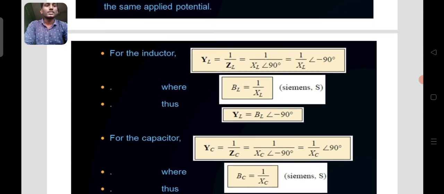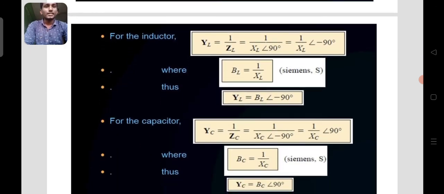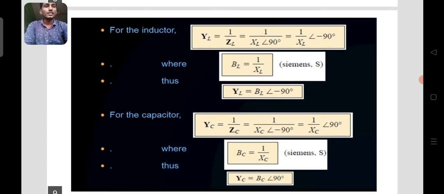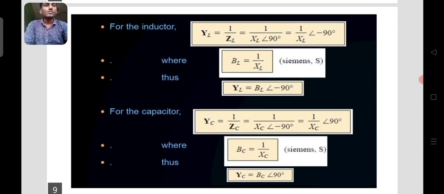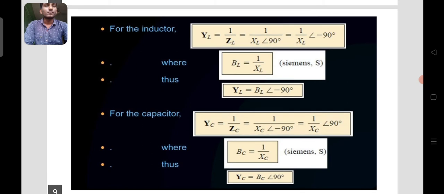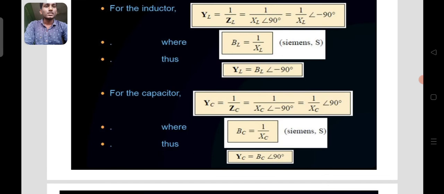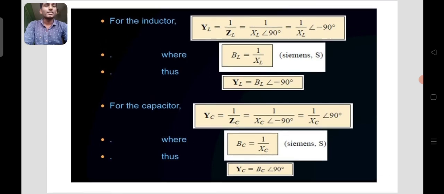And you can see the formulas for admittance. For the inductor, YL equal to 1 by ZL, equal to 1 by XL, where XL is the reactance of the inductor, into angle 90 degrees, and BL equal to 1 by the reactance of the inductor. Here we denote the reciprocal of the reactance of the inductor as BL.